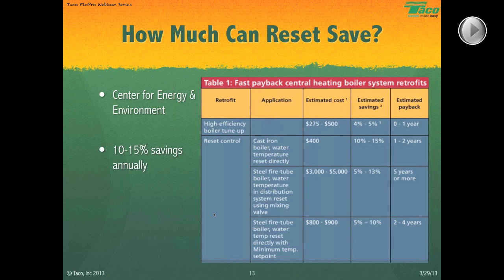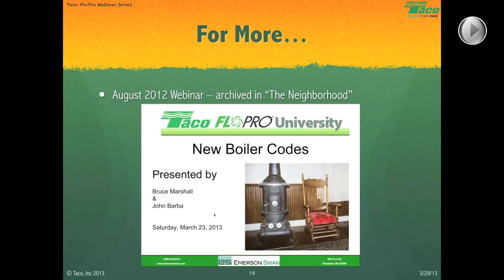Okay. Now, last September, in the U.S., there were new boiler codes for minimum efficiency levels and for minimum controls on boilers. If you want to learn more about that, I suggest going into TACO's The Neighborhood and reviewing the August 2012 webinar called New Boiler Codes, presented by Bruce Marshall and myself. Bruce Marshall is our trainer from Emerson Swan, manufacturer's representative for TACO in New England, and he is the smartest man I know. If he doesn't know it, it doesn't exist. And Bruce walks you through the new boiler codes and some of the new controls that are being equipped on existing boilers to help you reach those efficiency levels and how they work. So that is something for you to take a gander at.